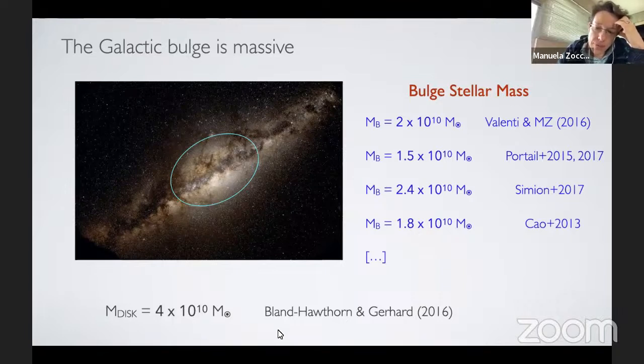And as a reference in this review, the mass of the disk is more or less 4 × 10¹⁰ solar masses. Some others quote as high as 6. But anyway, the bulge is a large fraction of it. I mean, it's not a fraction of the disk, but it is relatively large compared to that. So even if most of the mass of our galaxy is in the disk, there is another pretty large component in the center.